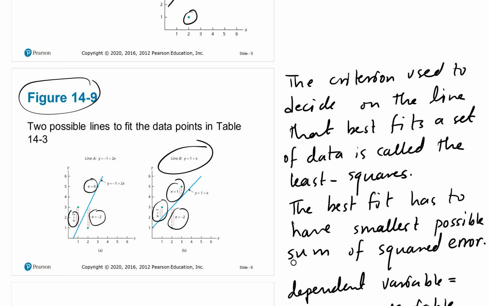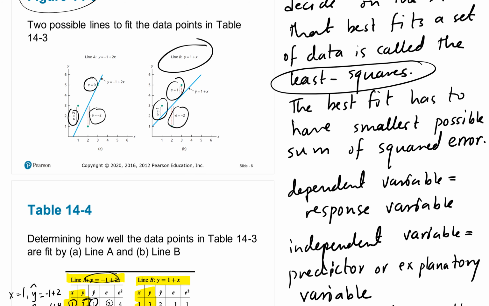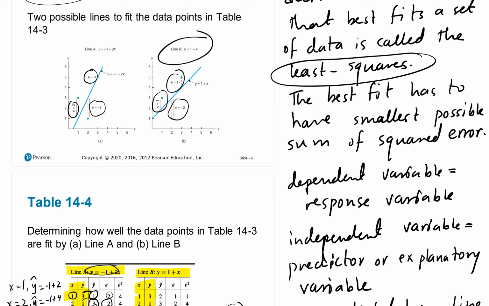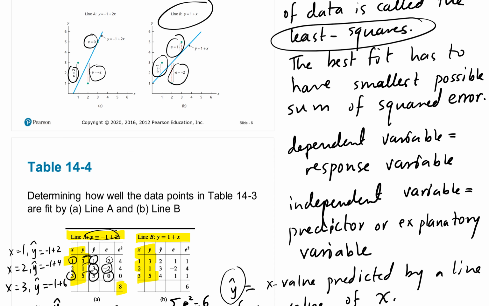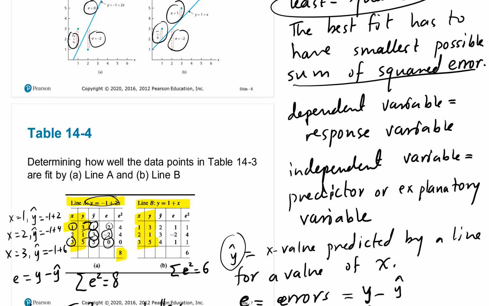The criterion that we use to decide on the line that is the best fit is called the least squares. Least squares, because we are squaring the errors and trying to get the least error possible. The less the error, the better. The best fit line has to have the smallest possible sum of the squares of the errors. And that's what I just spoke about. The less the sum of the squares of the errors, the better the best fit.